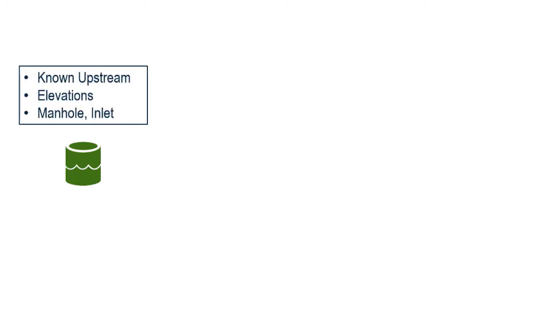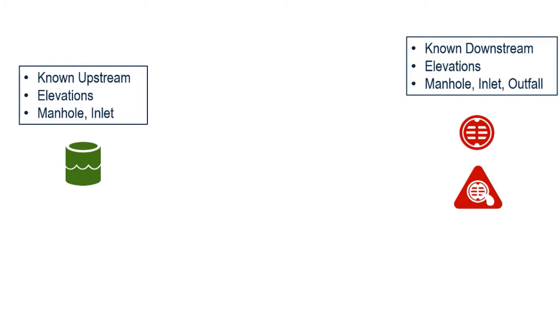So this is the situation that you might typically have, in which you will have an upstream condition such as a manhole or an inlet, in which you have some known data such as flow or invert elevation, and on the downstream side you might have another manhole or inlet, or you might know an actual outfall location for which you will have some downstream data such as flow, elevation or a known water surface level.